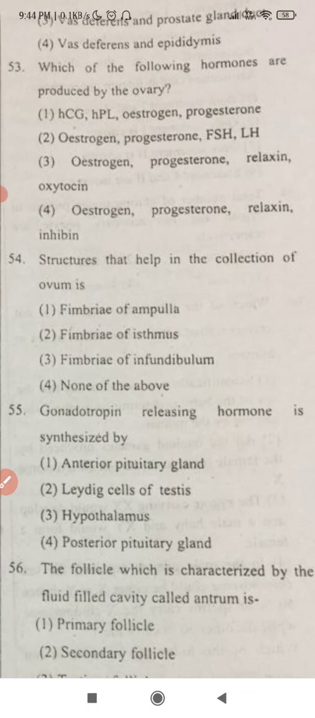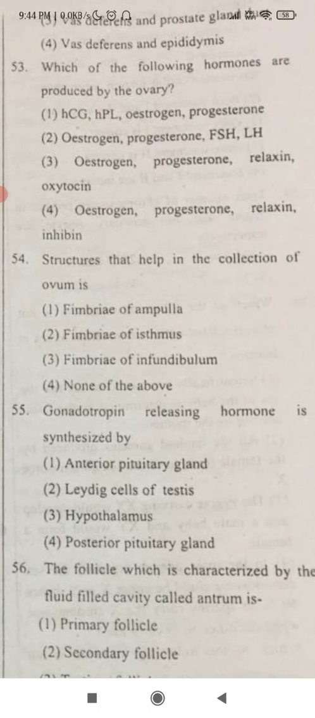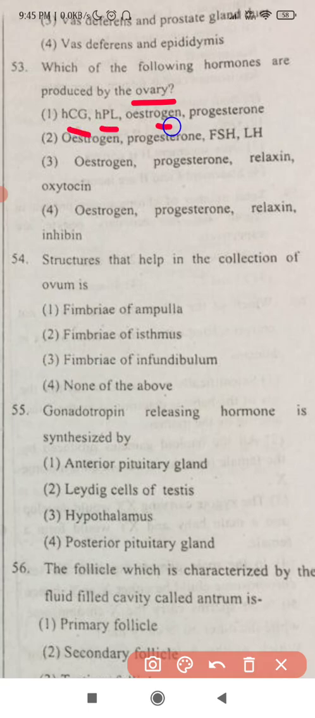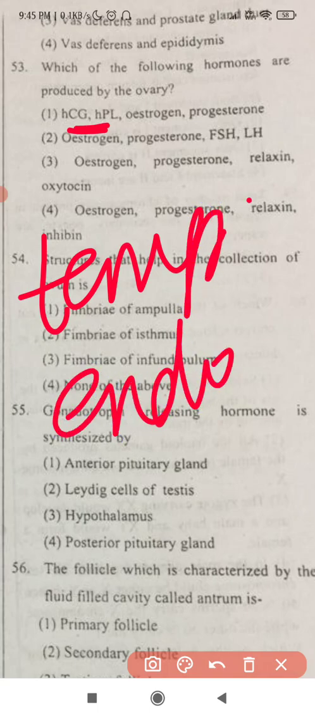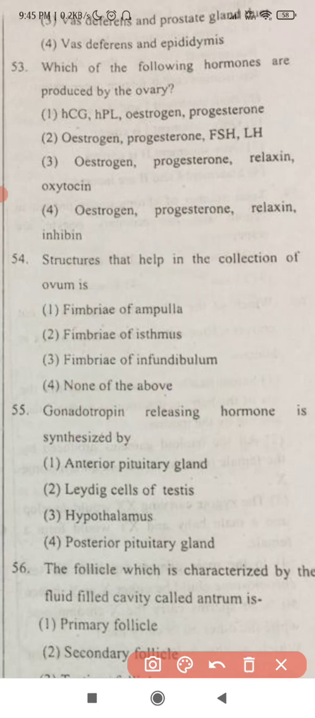Which of the following hormones are produced by ovaries? We have to select. First option is HCG, HPL, estrogen, progesterone. So HCG and HPL are secreted by placenta only during pregnancy. Placenta acts as a temporary endocrine gland, and it secretes HCG, HPL, relaxin and all other hormones. But here they are asking about ovaries. So ovary does not secrete HCG, HPL.